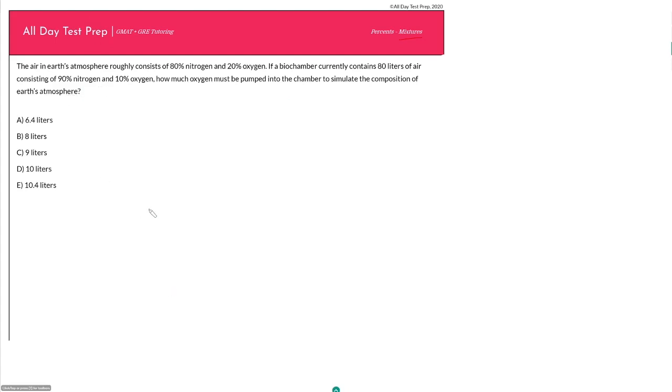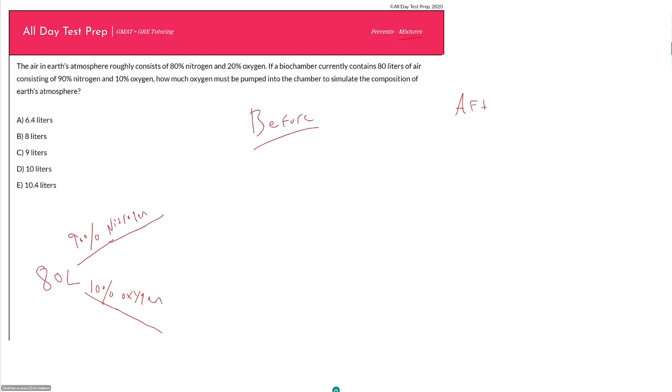And so to start, we have 80 liters of air, right? And then they say 90% is nitrogen and 10% is oxygen. So we sort of have this before scenario and then this after scenario, which we're trying to get to. So these values here, this is really our before scenario.